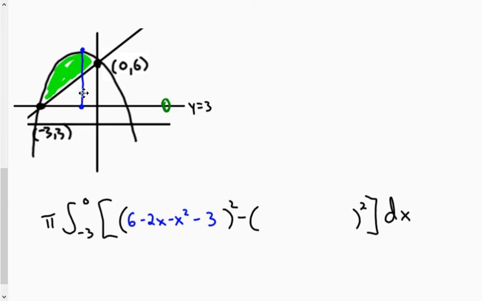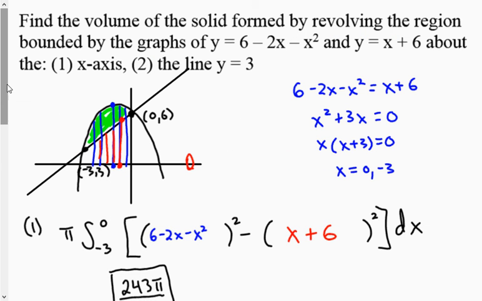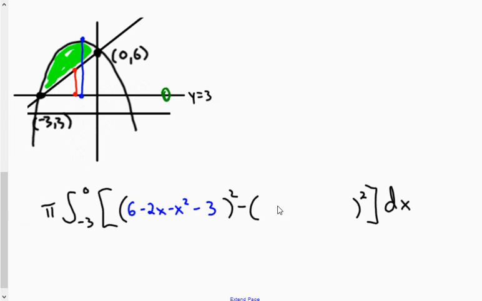Same thing when we do our little circles. Their radii are going to go from here to here. So here, it's on the line x plus 6, right? And here it's on the line 3. So the little radii will have a radius of x plus 6 minus 3. And then we just integrate that.